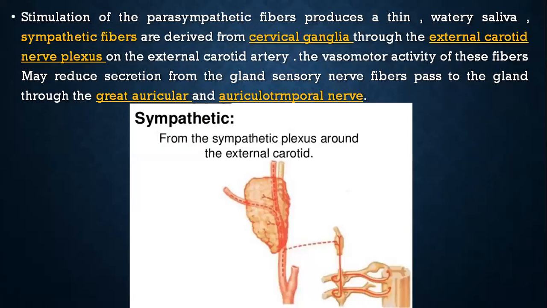Sympathetic fibers are derived from the cervical ganglia through the external carotid nerve plexus on the external carotid artery. There you can see the plexus around the external carotid artery. So that means it is a gland, and a gland needs autonomic nervous supply, sympathetic and parasympathetic. The parasympathetic supply comes from the ninth cranial nerve, as I showed in the previous slide, and sympathetic fibers come from the cervical ganglia. At least this much you should know.